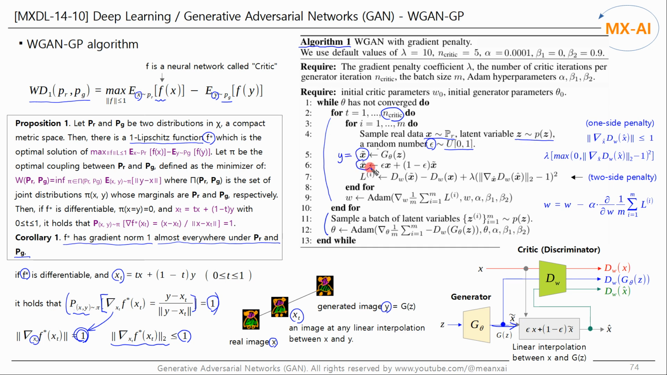X hat is a linear interpolation between the real data x and the generated data x tilde. This corresponds to xt in proposition 1 on the left. There are many linear interpolation images on this line, but we are randomly sampling one of them.